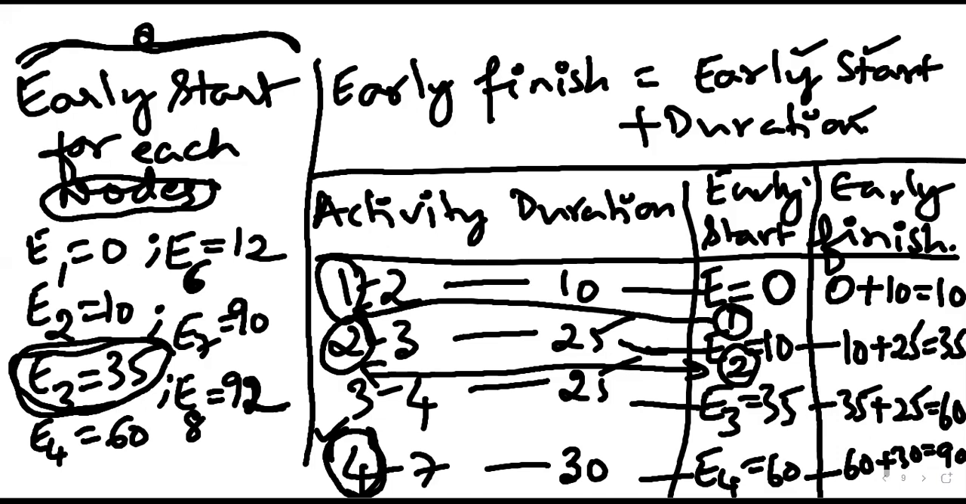So these are the different values. For the rest of the activities, we'll solve them in the next class. You just try to determine the early start and early finish for the rest of the activities. We'll solve this in the next class. Meanwhile, if anyone has not understood any of the calculations, you can just ask.